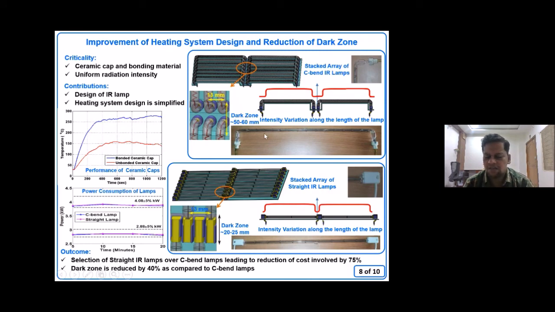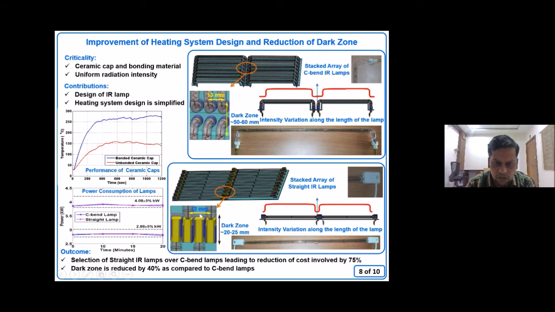If I place them very far away from the section, it doesn't matter. But if I place them very close to the airframe section, then this matters. This zone may not get heated up. The airframe section may not get heated up in this region. So for that, we have designed separate straight lamps and arranged them in this fashion, one slot in one heater, the other slot in the other heater, like that.